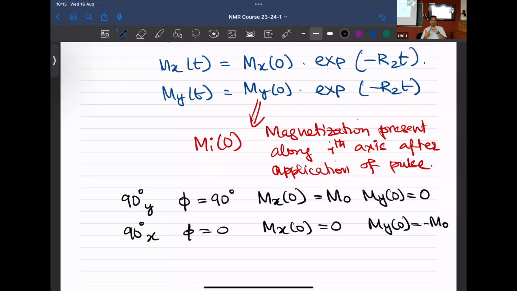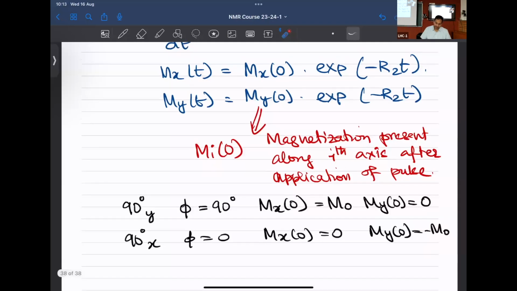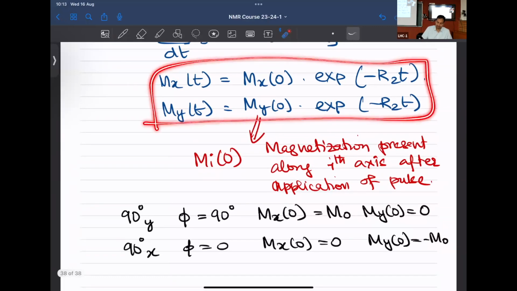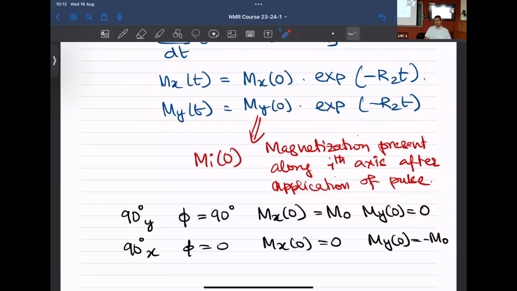If the forefinger is the x-axis, middle finger is the y-axis, thumb finger is the z-axis, you end up having a counterclockwise rotation. I'm applying a pulse along the y-axis. It ends up tilting the z to x. Similarly, if I end up applying along the x-axis, it'll end up converting z to minus y. That's why the minus sign comes. We'll see why the minus, why is it counterclockwise rotation as we go forward. Okay. So these are 2 important equations, which we will once again come back to as we go later on.